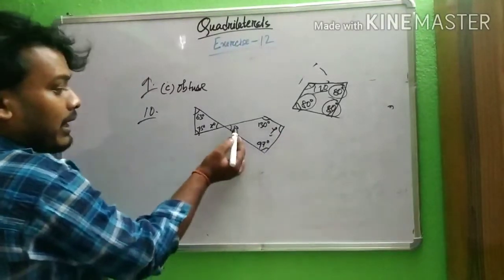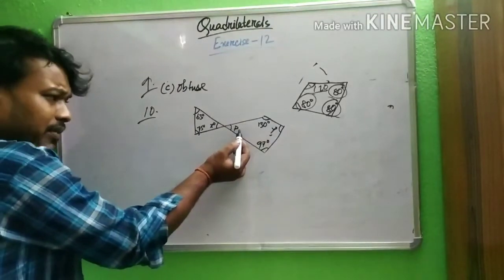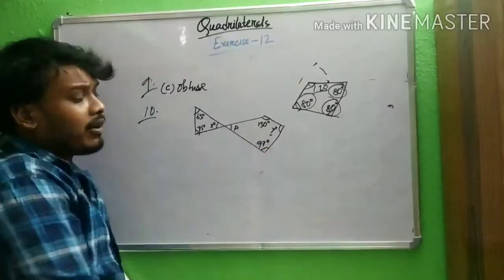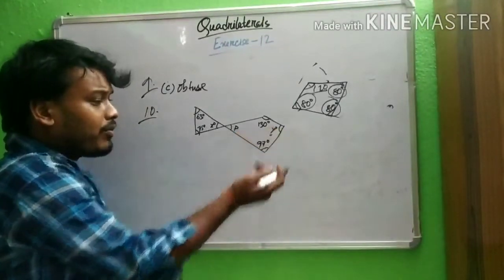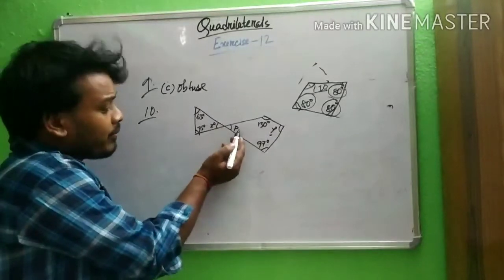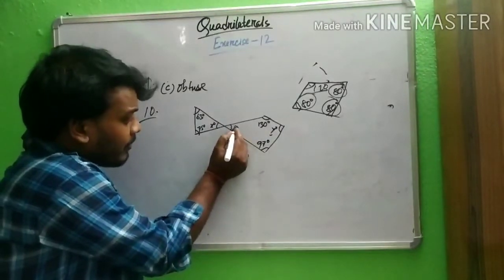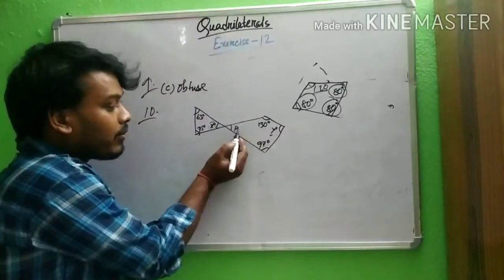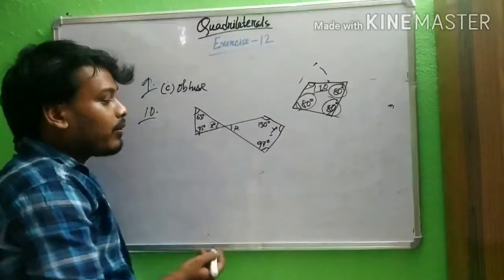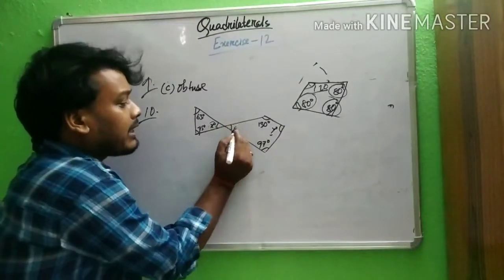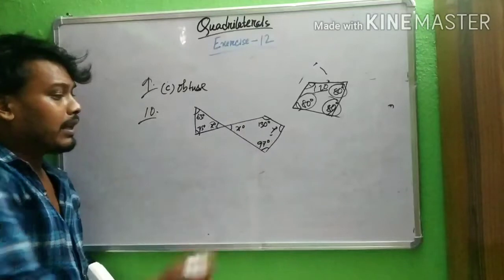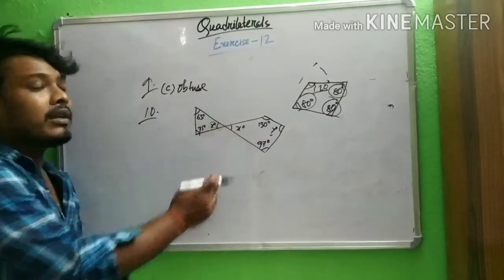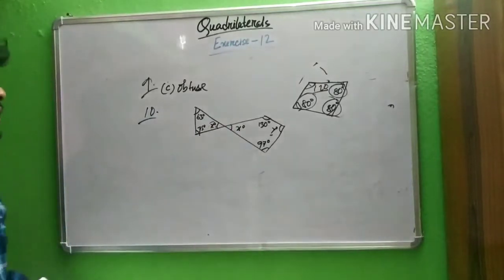Only two angles are given. If we can find the value of P, then it is very easy. By using the angle sum property of a quadrilateral, we can find the value of y. If we find the value of X, then we can say that the value of P is the same as X, because this one and this one are vertically opposite angles.